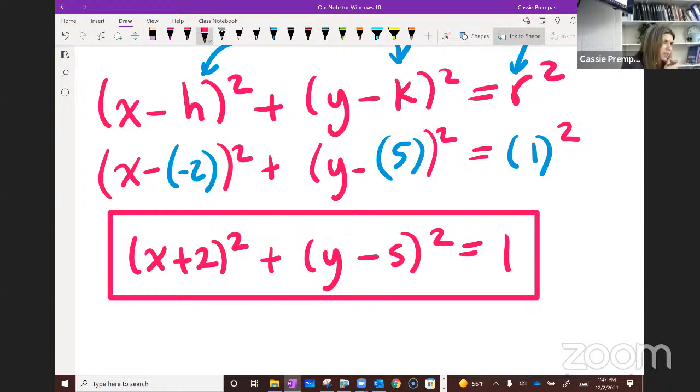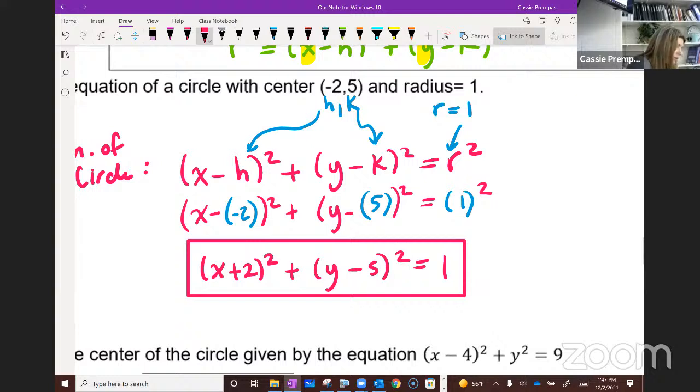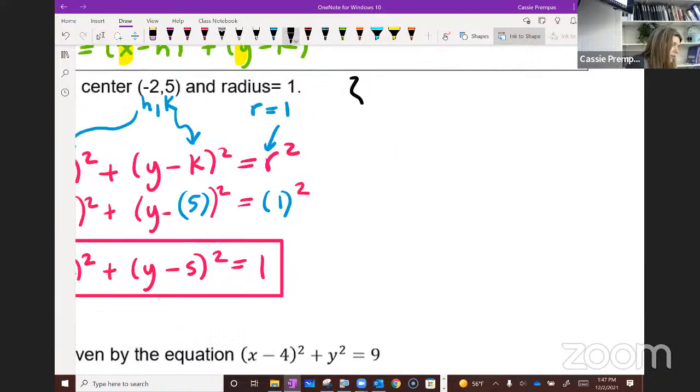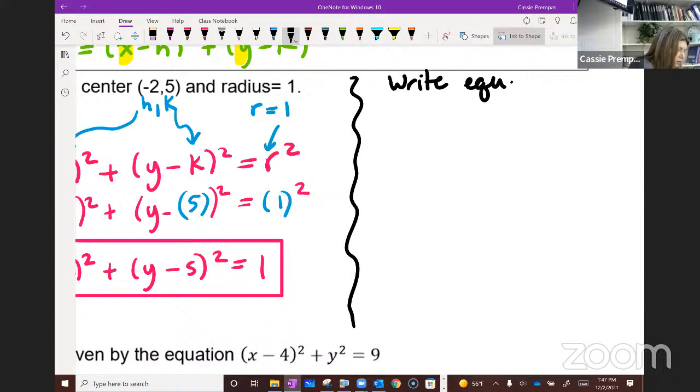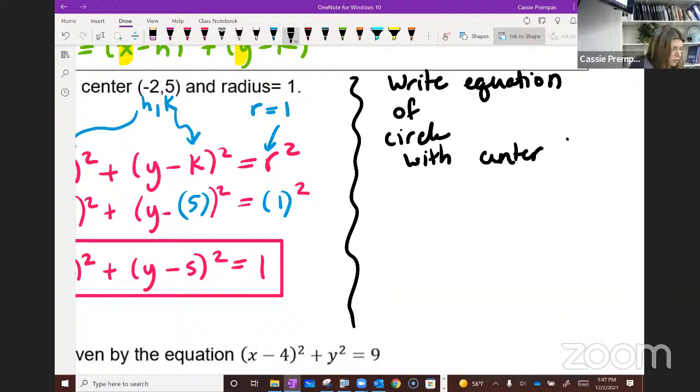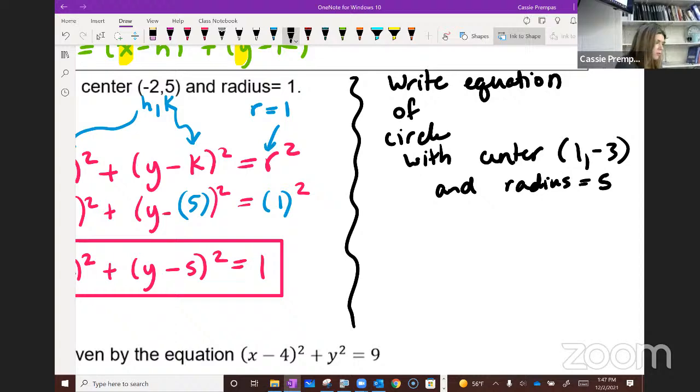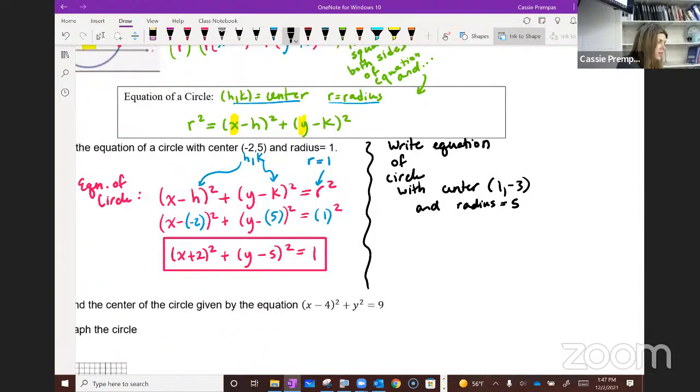Okay, with that said, I'd like you to try another example. I'm going to create this one off the fly because this is where we left off yesterday. Write the equation of a circle with center 1, -3, and radius equal to 5. So on your own, basically you're going to mimic the steps we just did and see, can you write that equation?